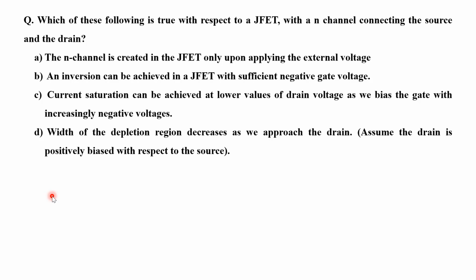Based on the IV characteristics curve, it reaches saturation at lower values also, ma'am. So that I understood, but how it is at lower values of drain voltage, that I didn't understand, instead of the gate voltage. I remember only that when the voltage between the gate and the source is very low, then we can easily achieve saturation. But here it is mentioned the drain voltage. That is a little bit confusing.